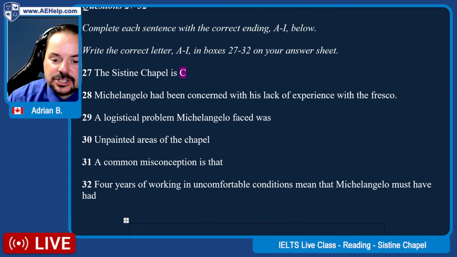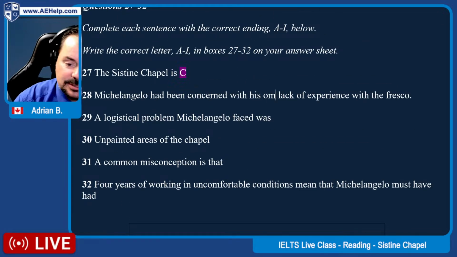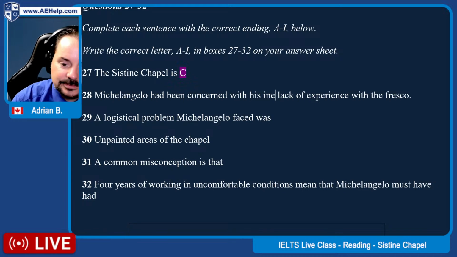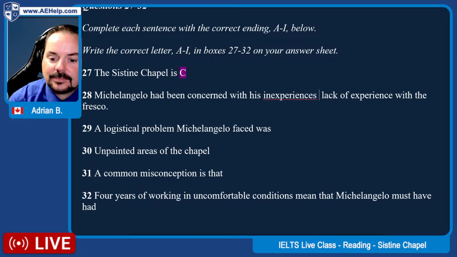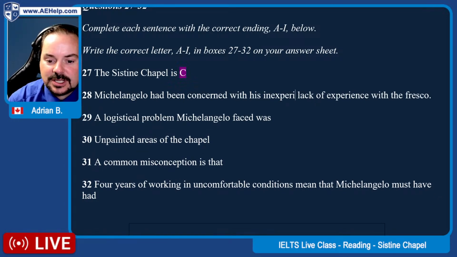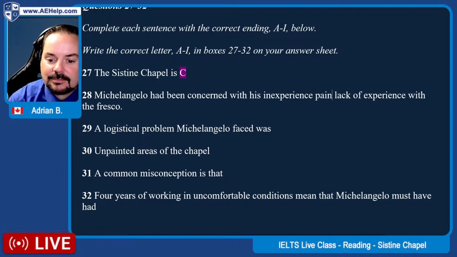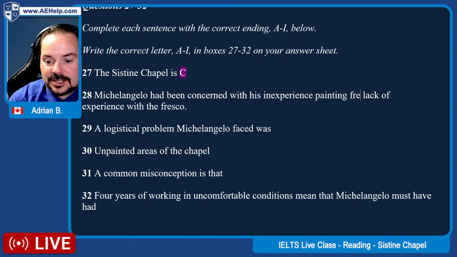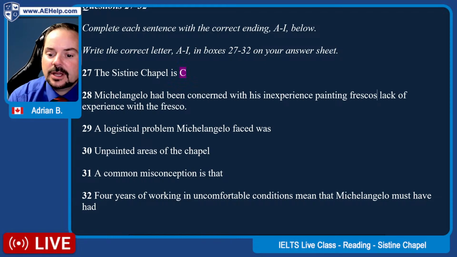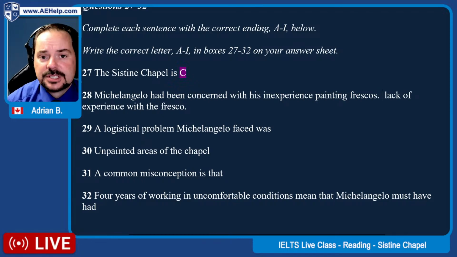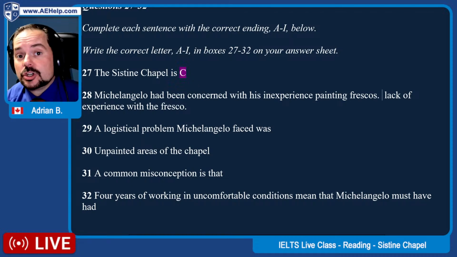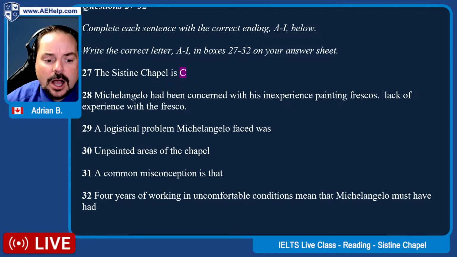Inexperience painting frescoes. Michelangelo had been concerned with his inexperience painting frescoes. It's exactly the same as what you said, right? Yeah, exactly. Except it's paraphrased, but otherwise it's the same. Yeah, basically. So that gives you 100%, and it should be 100% confidence that you got the right answer, and you should not be searching. So it's very quick, right?